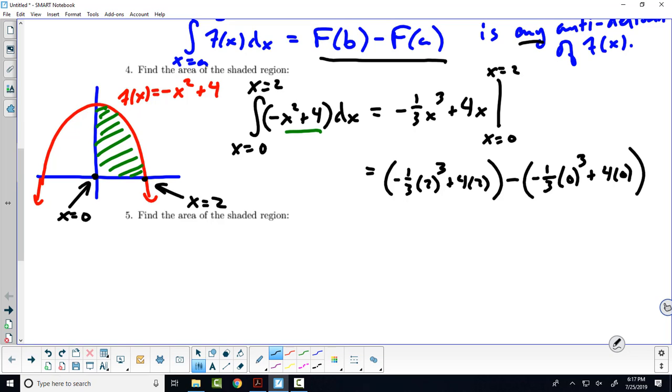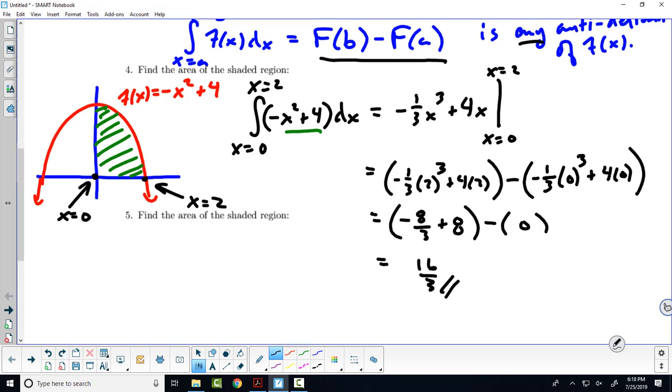How are we doing? Okay, so let's see here. Let's clean this up. 2 to the third power is 8, so we get minus 8/3 plus 8 minus a bunch of zeros. Okay. So we get 8 minus 8/3, that'd be 24/3 minus 8/3. I think we get 16/3.